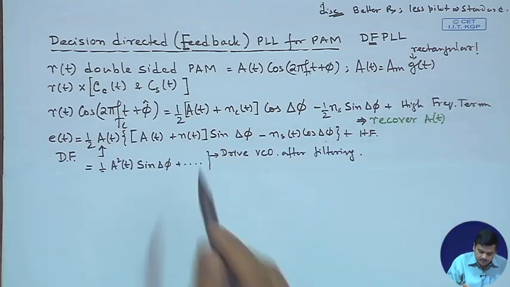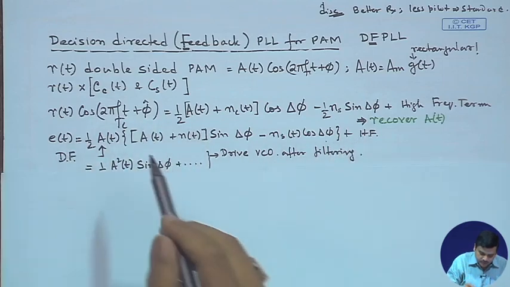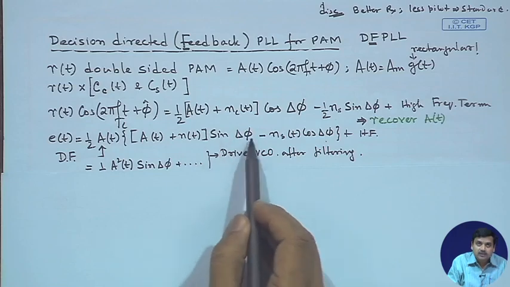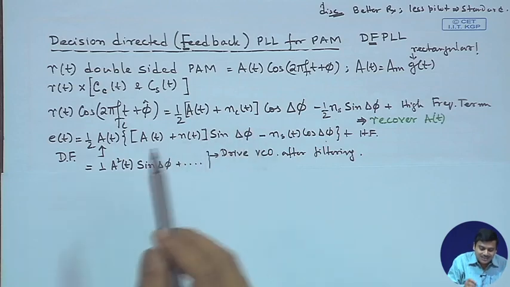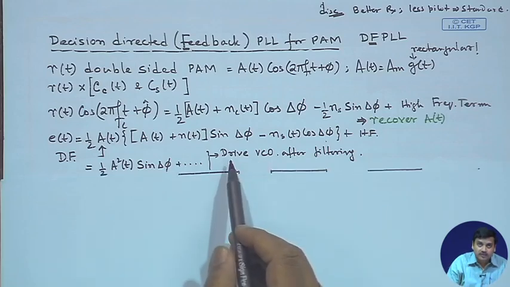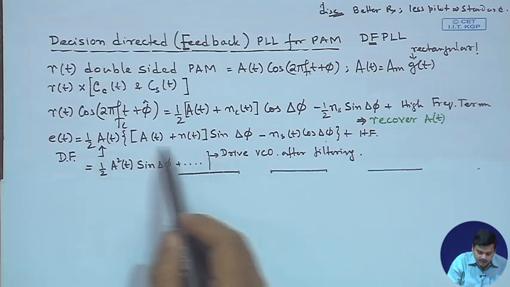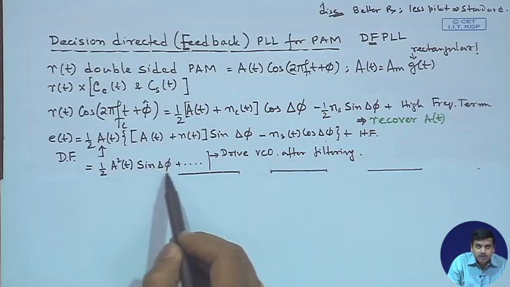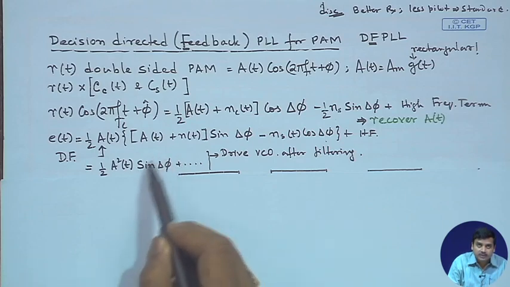So, this error term, if you look at it here, we have a squared term along with the sin delta phi. So, this is another alternative which is used as a phase recovery, and this could be used to drive the VCO because it has a sin delta phi term available with it.